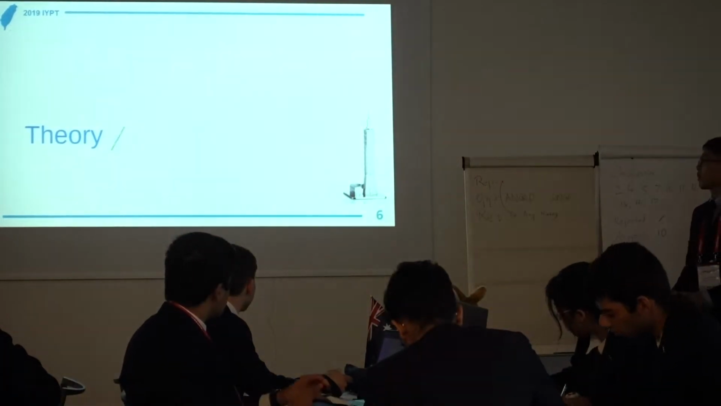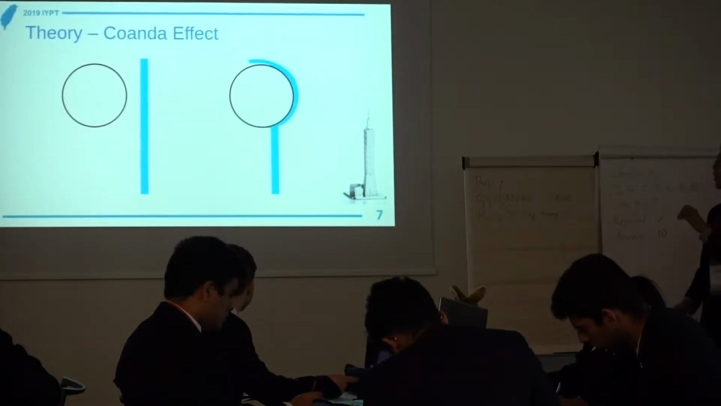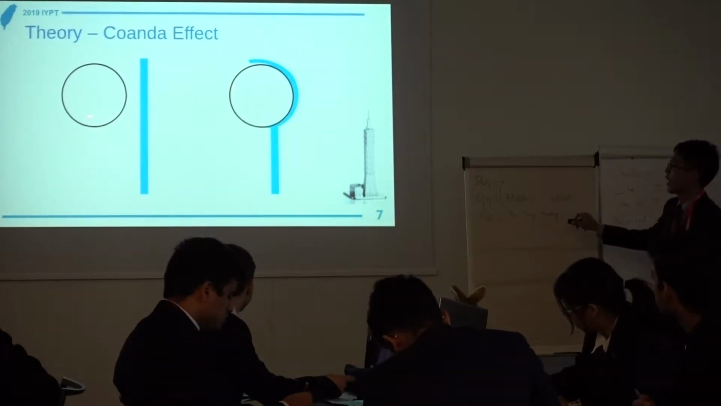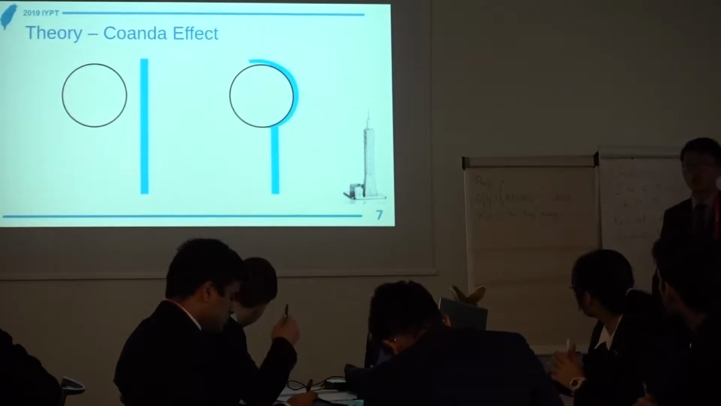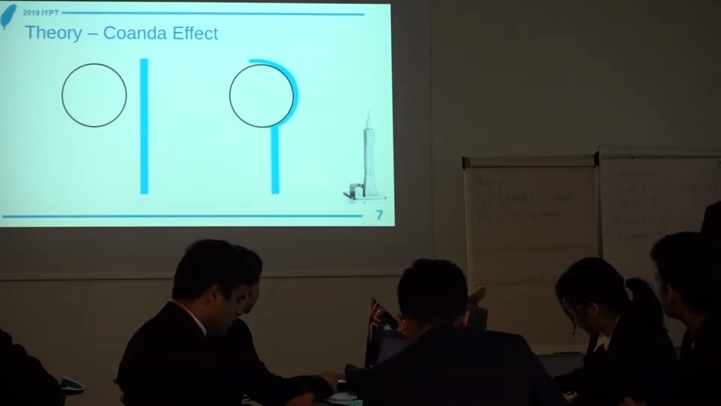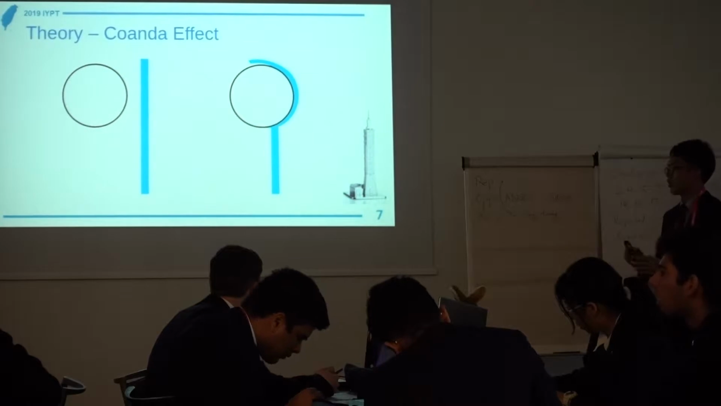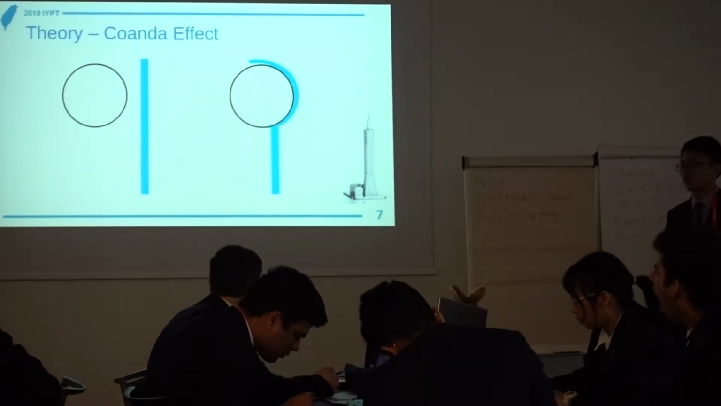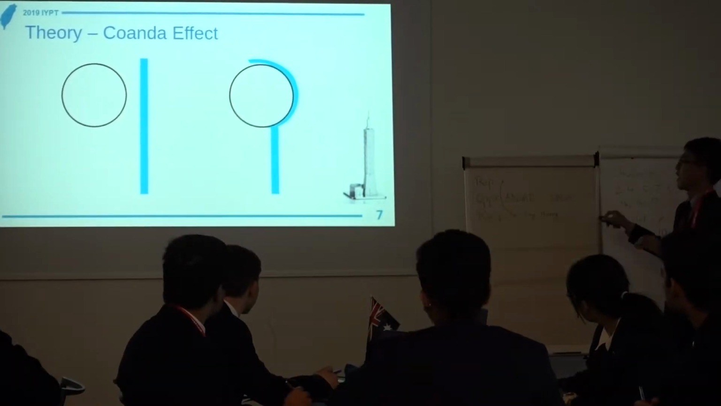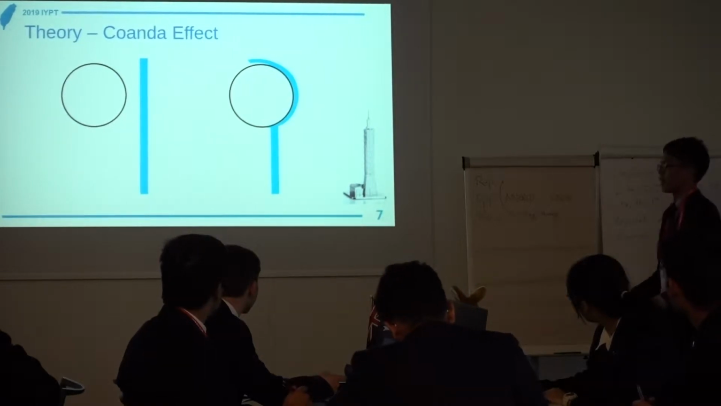So in the theory part, we'll firstly be talking about the corona effect and also the force analysis. First, the corona effect. While you are placing a water jet aiming upward, it will look like this. But when you place the light object close to the water jet, the water jet has a tendency to go around this. This is due to the viscosity force that acts between the light object and the water jet. And this will cause a pressure gradient, and the water jet will be affected by the curve of the light object.